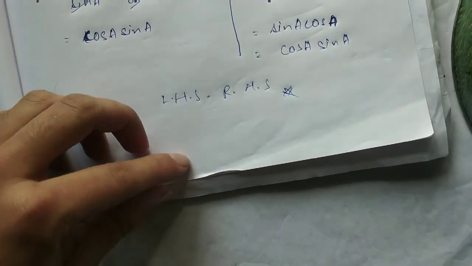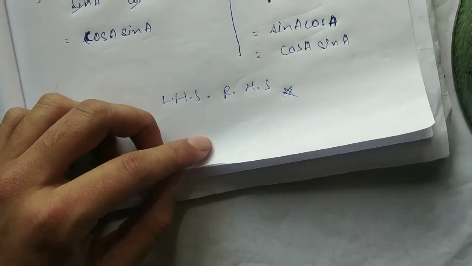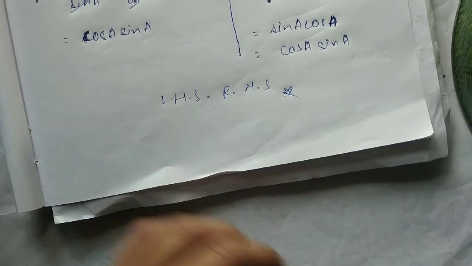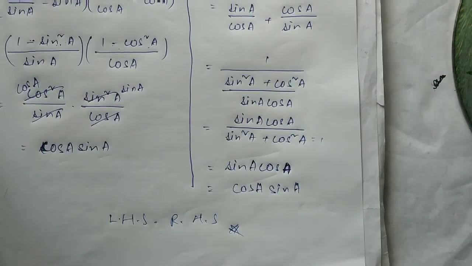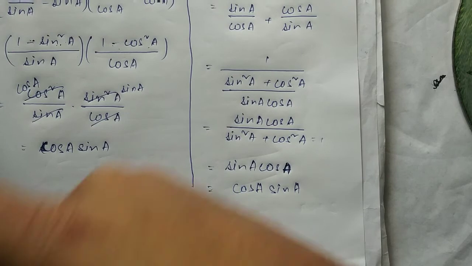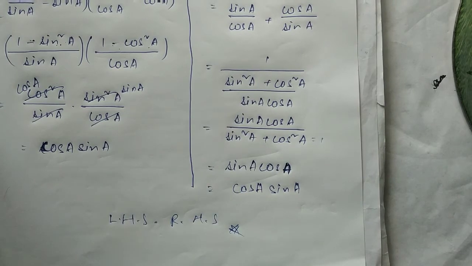I have left question number 10 for your home exercise. You can try that on your own, and if you can't solve that, you can write in the comment section. I will make a separate video for question number 10. And with this I have completed your trigonometry chapter.